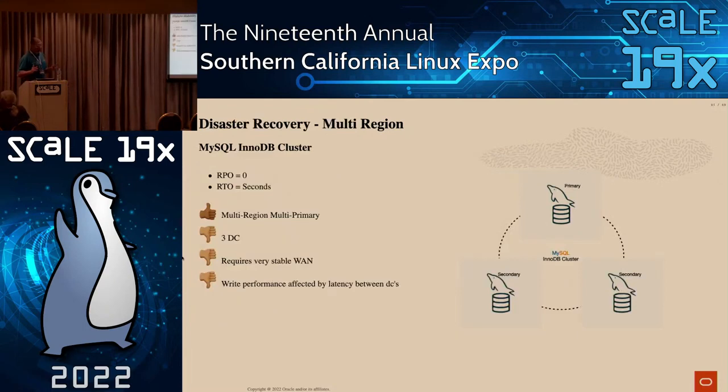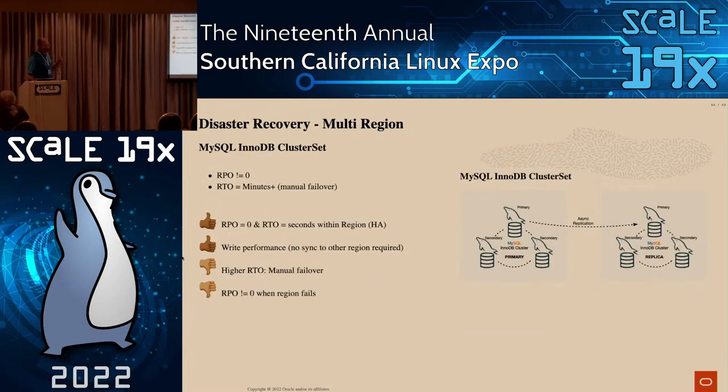With multi-region disaster recovery, we've showed you this, right? InnoDB Cluster Set, which means RPO is 0, RTO is seconds within the region. Write performance is great because it's asynchronous. The RTO is higher on disaster recovery because you have to manually failover.